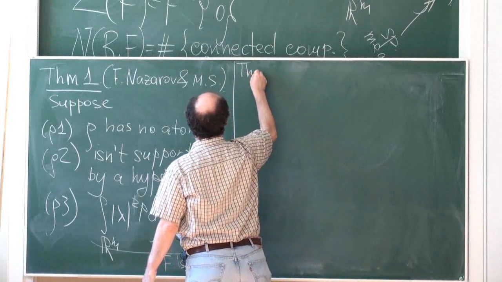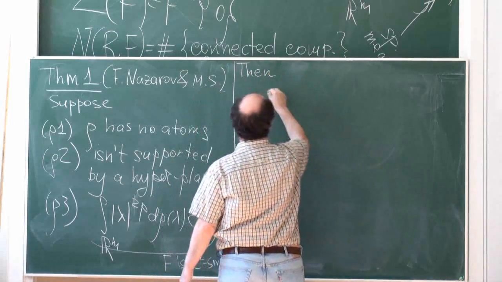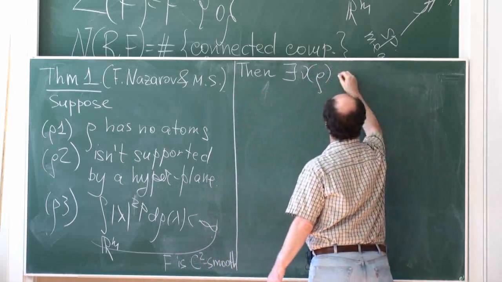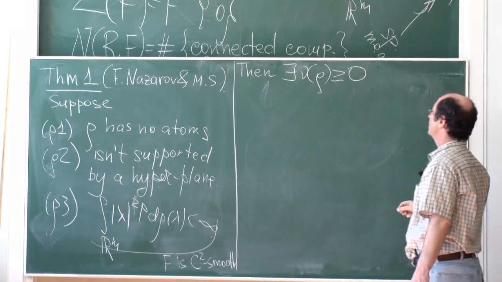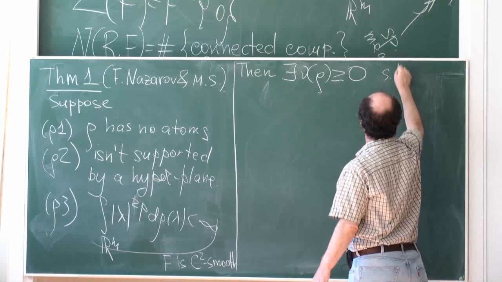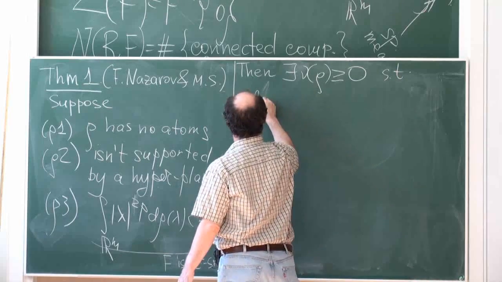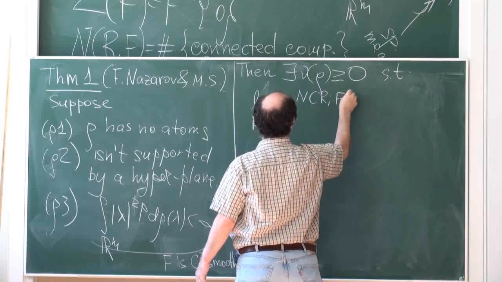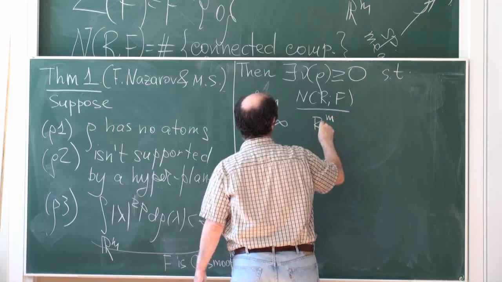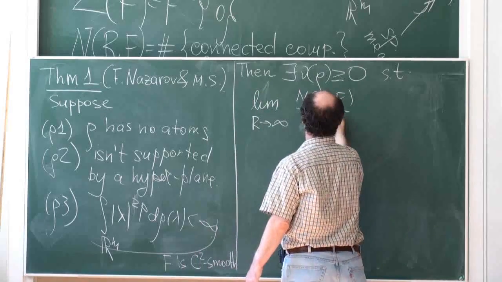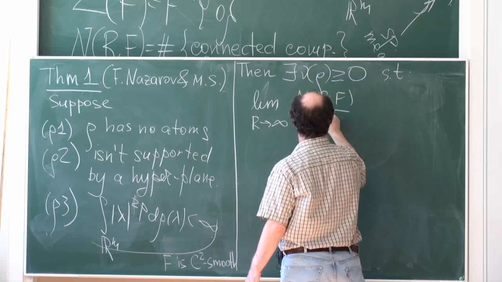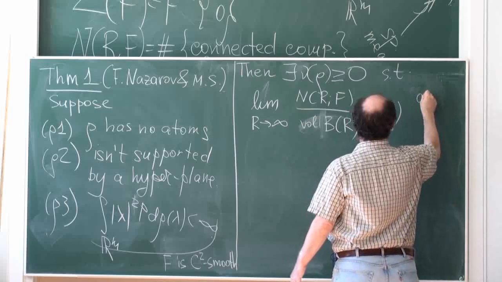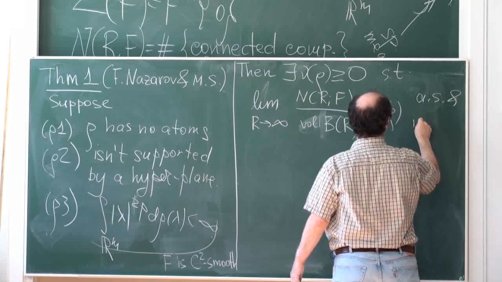Then there exists a constant nu, which depends on the measure and which is non-negative, so that the limit when r goes to infinity of n_{R,f} over r to the m, let me write, over the volume of the ball of radius r (it doesn't matter, but this normalization I like more), equals nu of rho, almost surely and in mean.